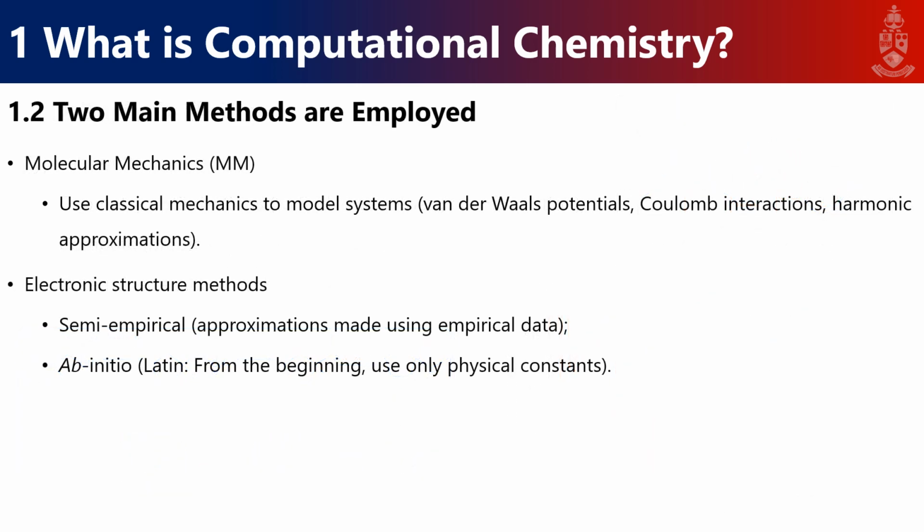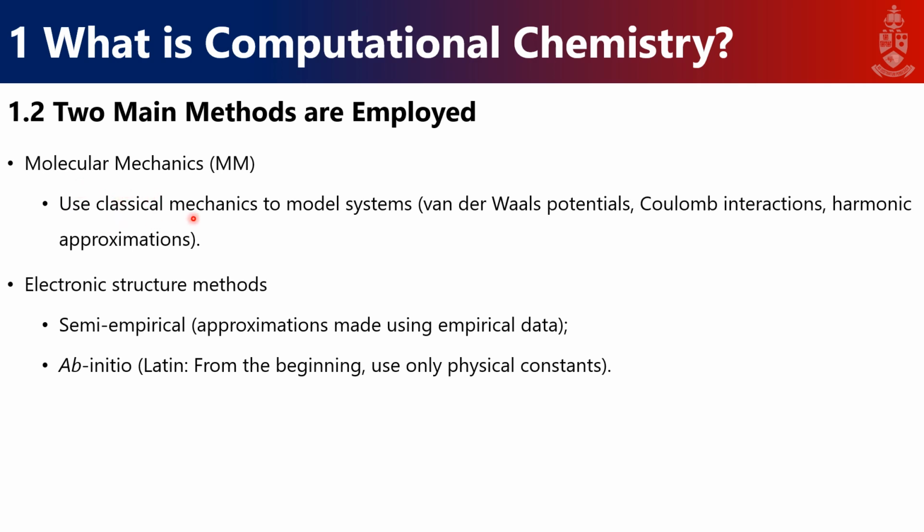In computational chemistry, we get two main types of methods. The first being molecular mechanics, which is what we'll be using in this practical. And the second type is electronic structure methods, which is the more rigorous computational method, and involves a lot more theory to do. But let's first speak about the molecular mechanics.